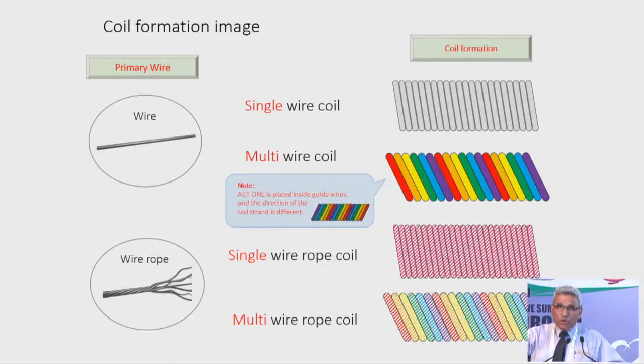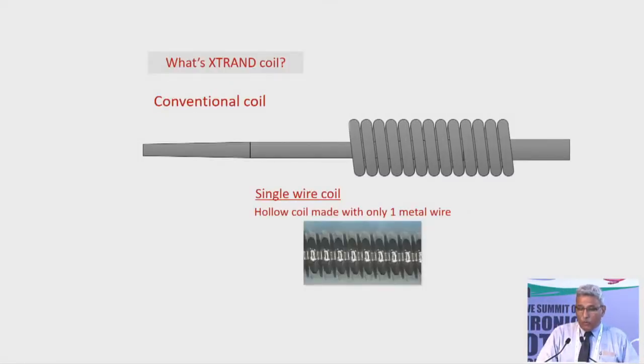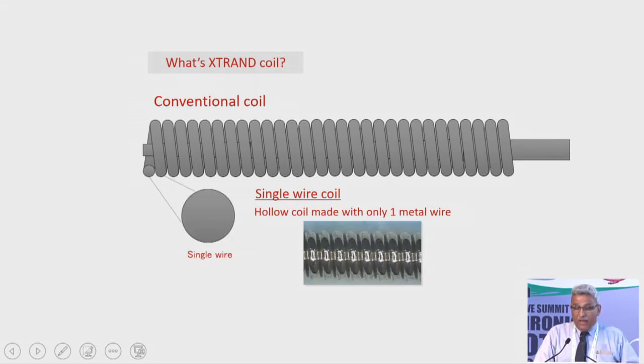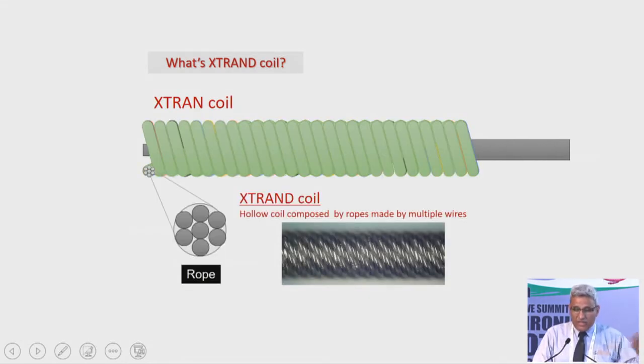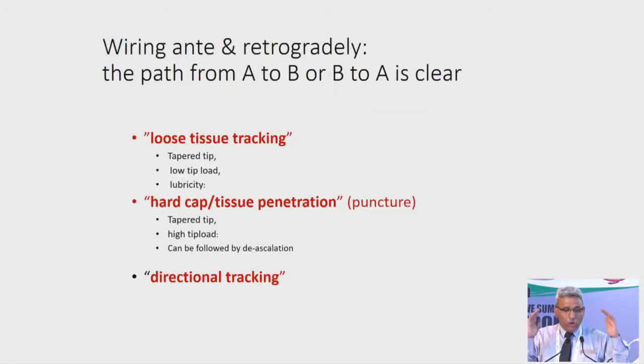So the best way to use them is just to deflect them, and there is now the X-strand coil which has come, which is a replacement over the Act 1 coil, and may actually help us by having less of this, because the X-strand coil is actually a hollow coil which is now going to be used in the Gaia Next, which unfortunately we don't have.